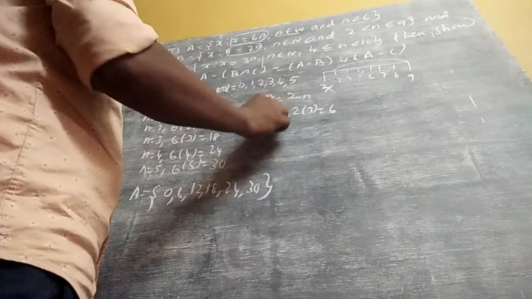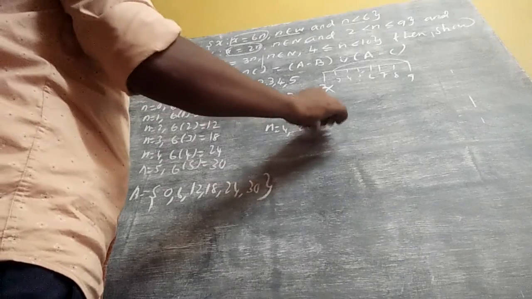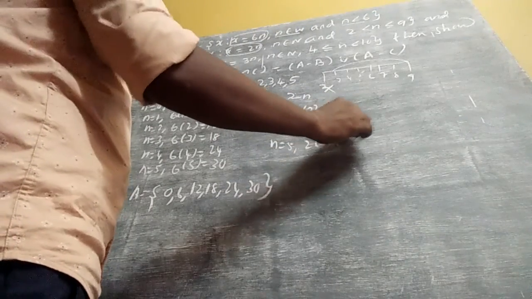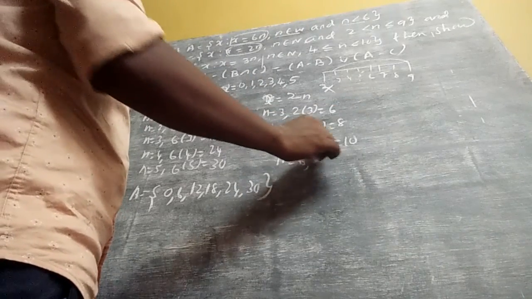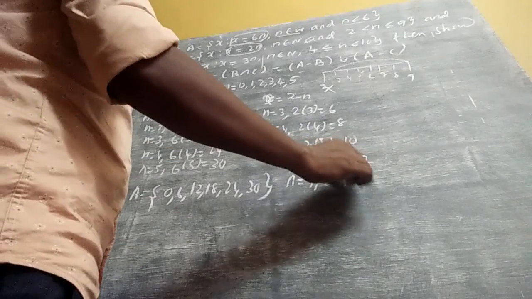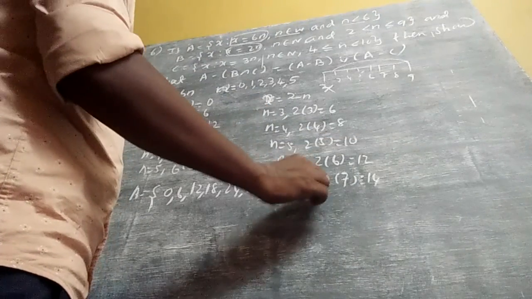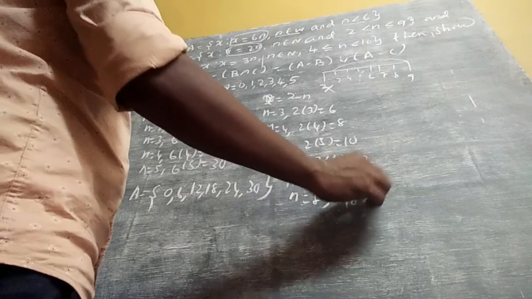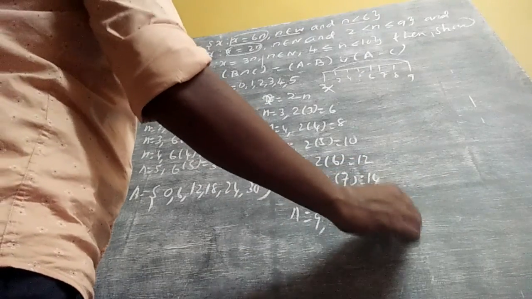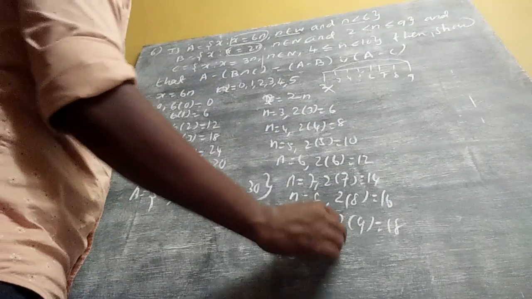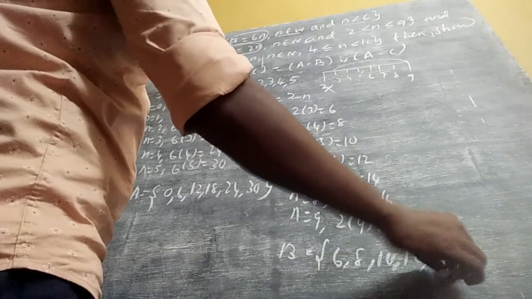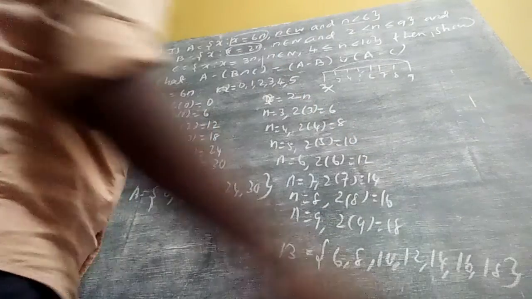So n equal to 3, that means 2 into 3 answer 6. n equal to 4, 2 into 4 answer 8. n equal to 5, 2 into 5 answer 10. n equal to 6, 2 into 6 answer 12. n equal to 7, 2 into 7 answer 14. n equal to 8, 2 into 8 answer 16. n equal to 9, 2 into 9 answer 18. So the B value is 6, 8, 10, 12, 14, 16, 18. This is the B value.